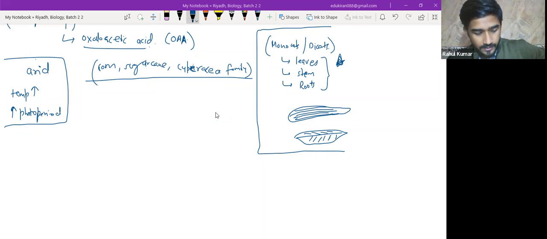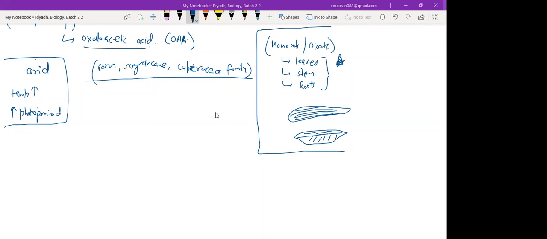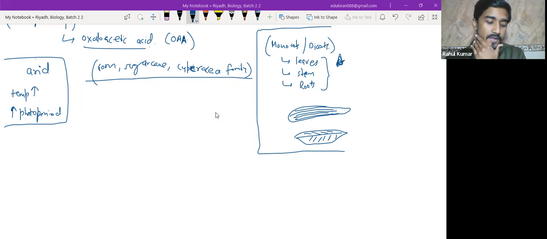Let's also define this. Photorespiration is the process. Now the word photo clearly tells that this kind of respiration can only happen in the presence of sunlight. So it's light dependent. So photorespiration is the process of light dependent uptake of oxygen and release of CO2 from organic compounds.